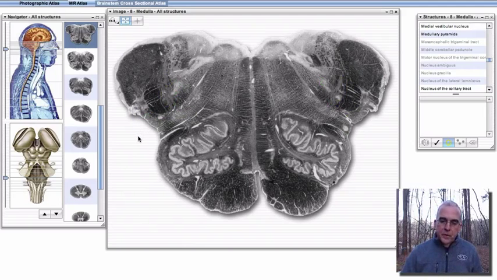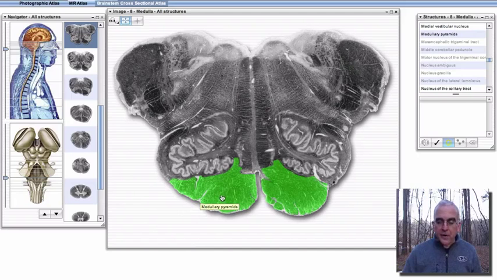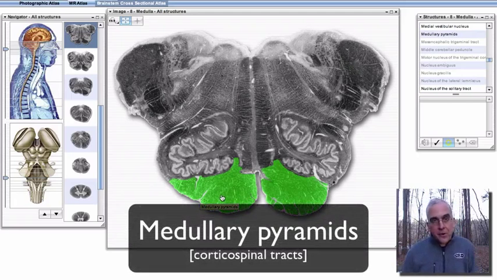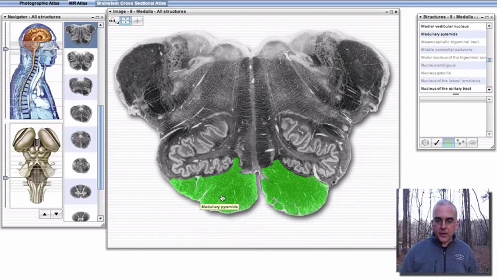Now, in the more ventral aspects of the medulla, those fibers that were penetrating through the basal region of the pons and coalescing back into a nice compact bundle of white matter have now formed the medullary pyramids. And at this level, these axons are almost entirely the corticospinal tract. That is, the pathway by which the cortex governs the motor systems of the spinal cord.